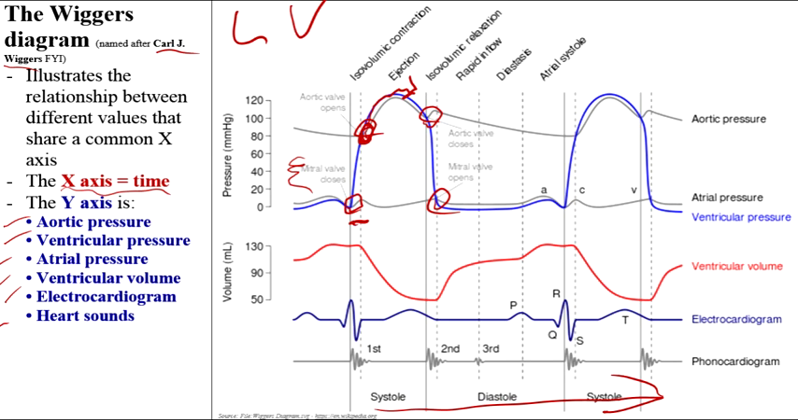and now the aortic valve opens and the blood is ejected out into the aorta, and then the blood continues to be ejected until the aortic valve closes. Why would it close? It would close because the pressure in the aorta is higher than the pressure in the left ventricle, and that happens right here.